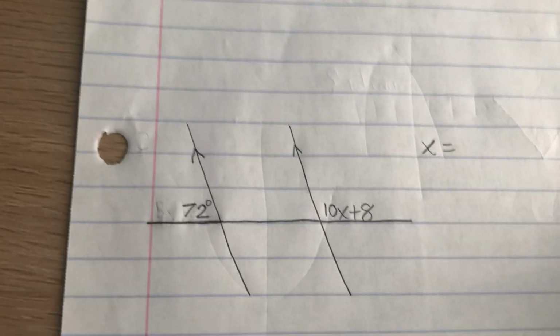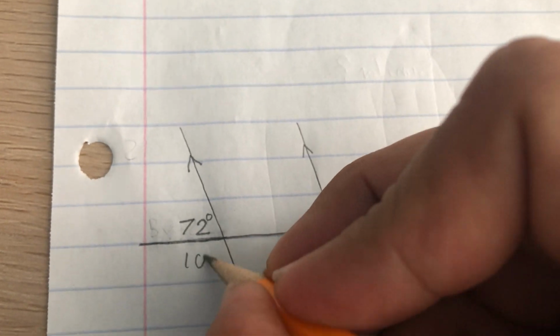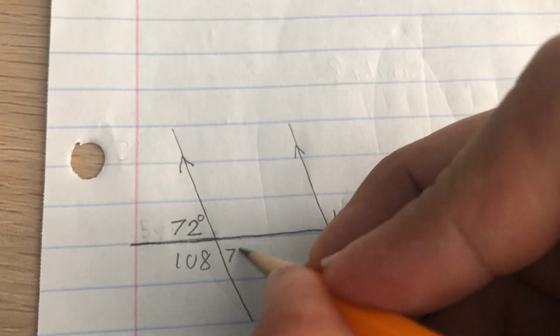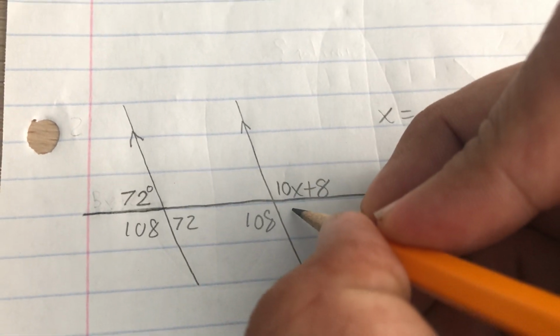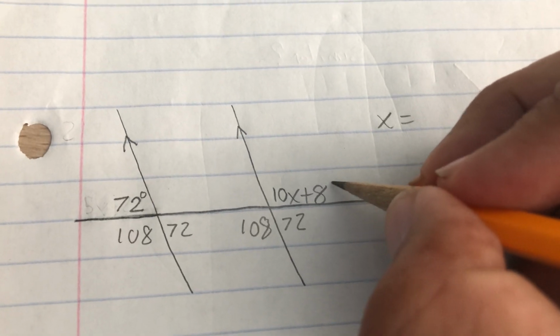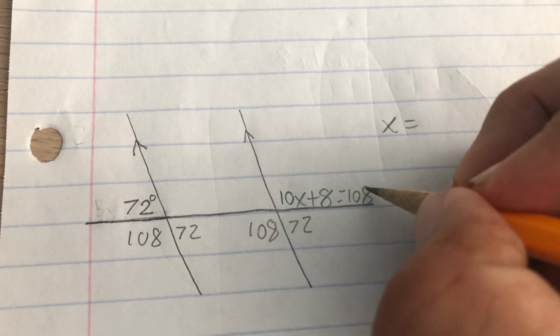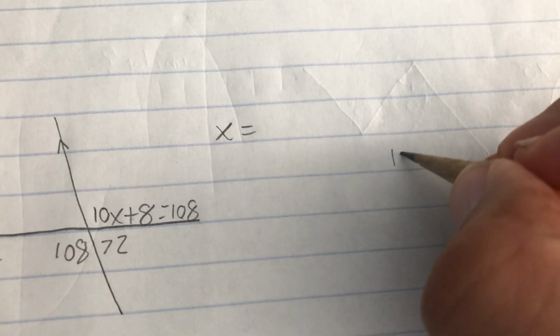Now it's the same process that's happening over here. This is 72, right? Which means this one has to be 108. And this one has to be 72. And then this one here has to be 108. And this one has to be 72. So that means that this one has to equal 108. So this and this are equal to each other. So we go over here and solve the problem.